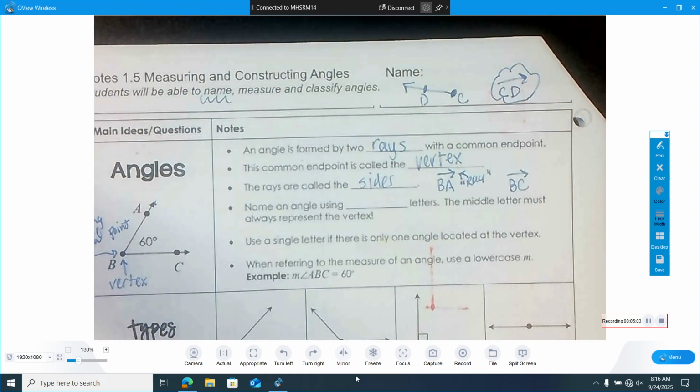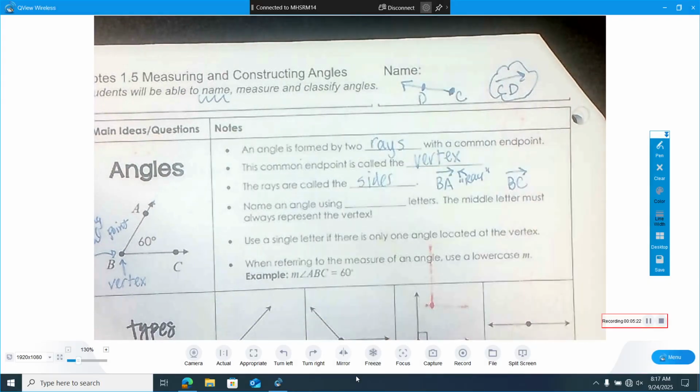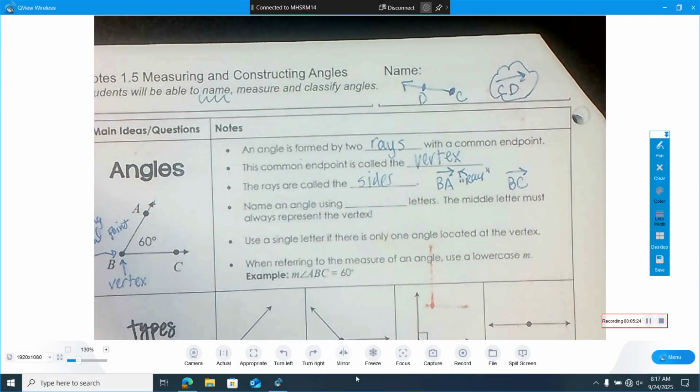Okay, you will get asked this on Delta Math, and they give you an option to have the ray pointing to the left or pointing to the right. What way does the ray go? Always to the right, always, always, when we're using notation, okay? Now the picture might be going left, that's fine, but when we name it, it always points to the right.